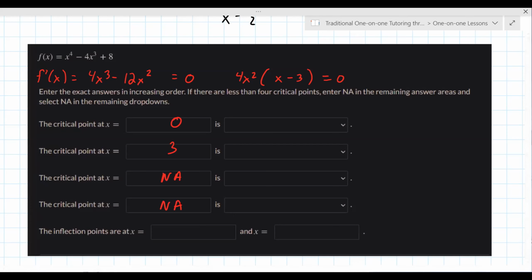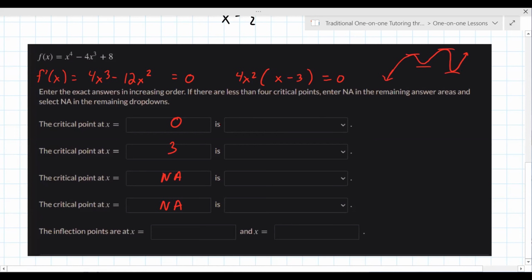Why is it put there 4 times? Because they probably reuse this answer space for another problem that has it. I mean, a critical point is wherever the graph comes down or goes up. You could have a lot of these on a particular thing. All right, so NA.